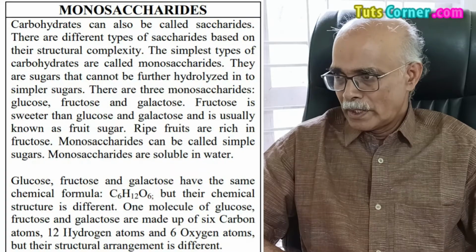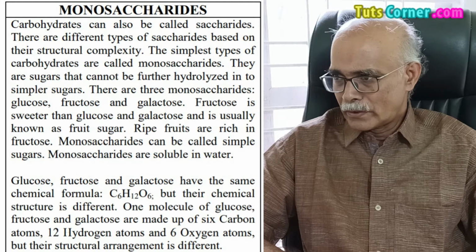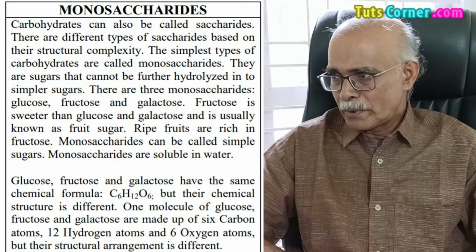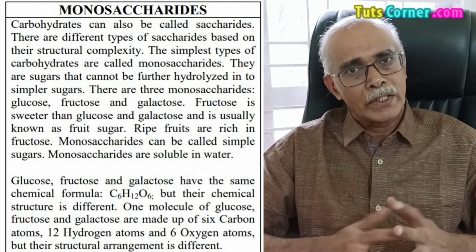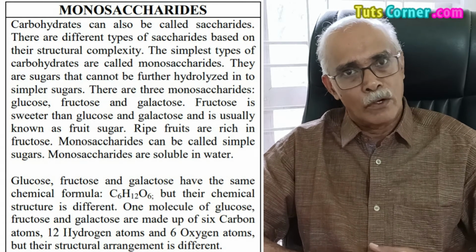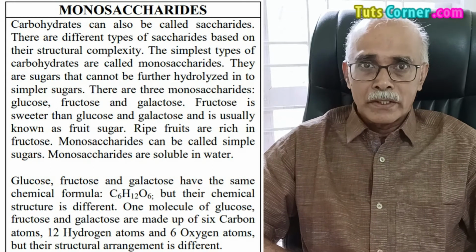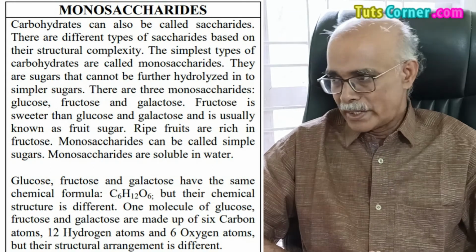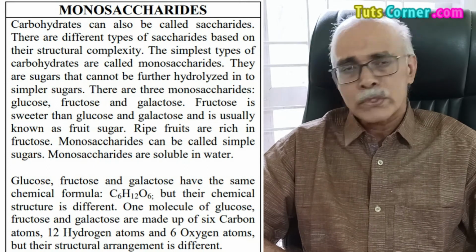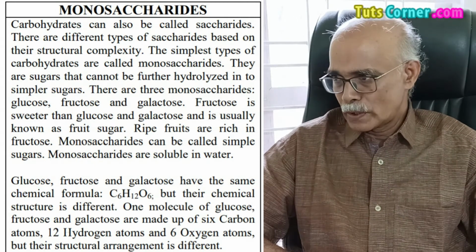And carbohydrates are usually called saccharides. And there are different types of saccharides based on their structural complexity. The simplest type of carbohydrates are called monosaccharides. They are simple sugars that cannot be further hydrolyzed into simpler organic compounds. Mainly, there are three monosaccharides: glucose, fructose, and galactose.